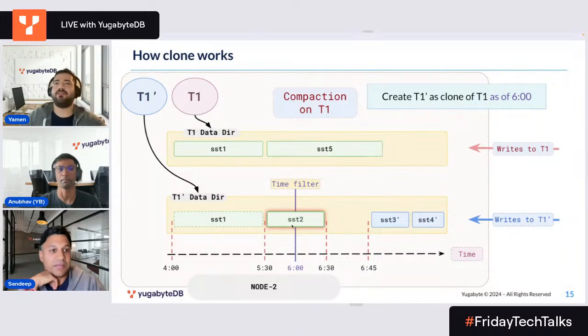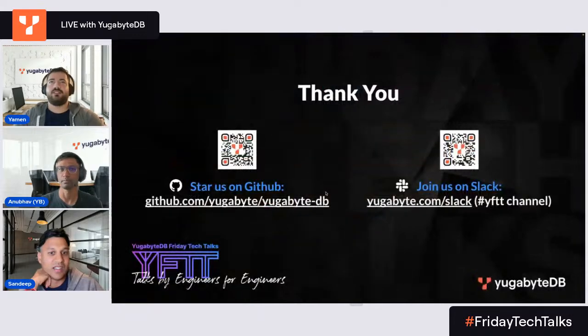But when we have compactions, the more compactions we have, the more the two databases diverge and have their own independent SST files. But initially there is 0 copying. Great. Yeah, thank you very much.